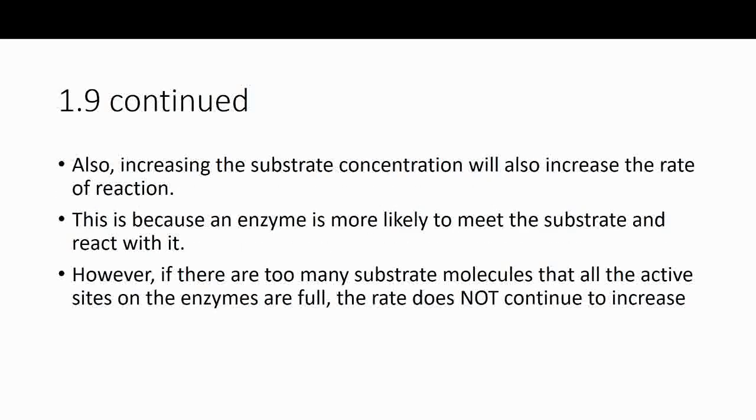Also, increasing the substrate concentration will also increase the rate of reaction. This is because an enzyme is more likely to meet the substrate and react with it. However, if there are so many substrate molecules that all the active sites on the enzymes are full, the rate does not continue to increase.